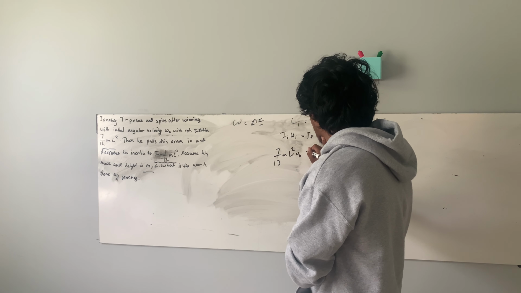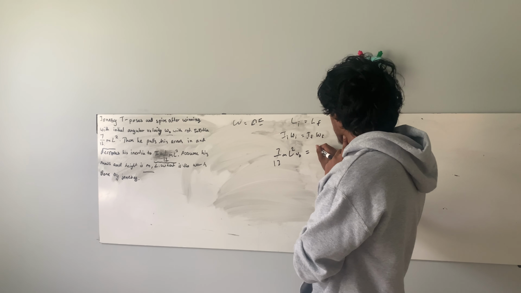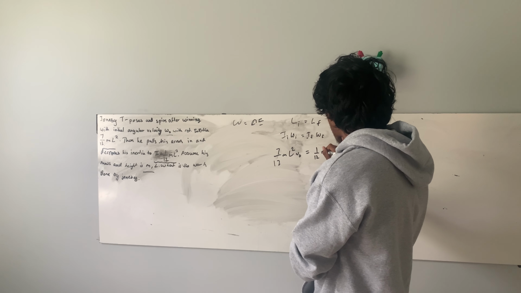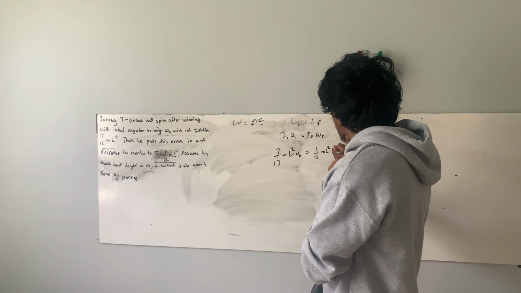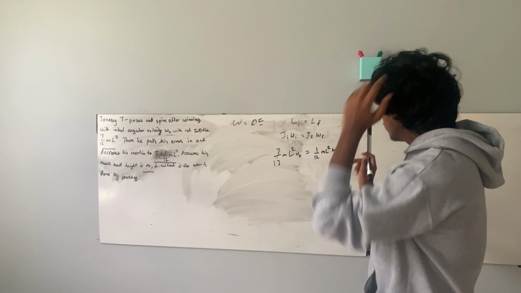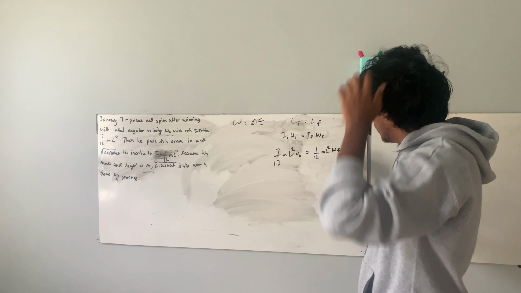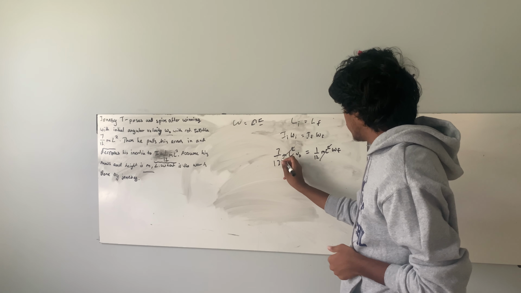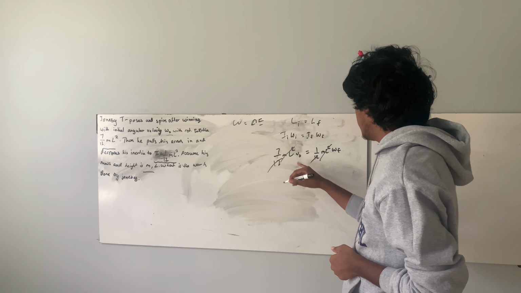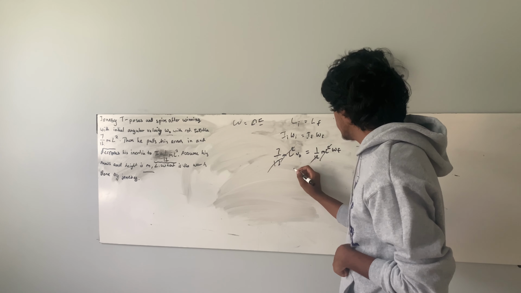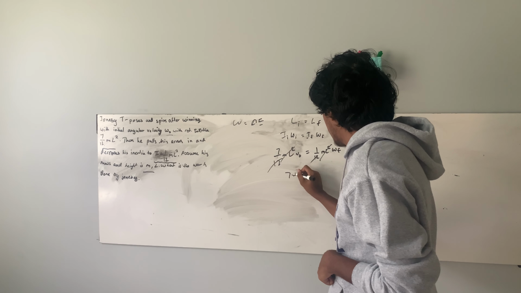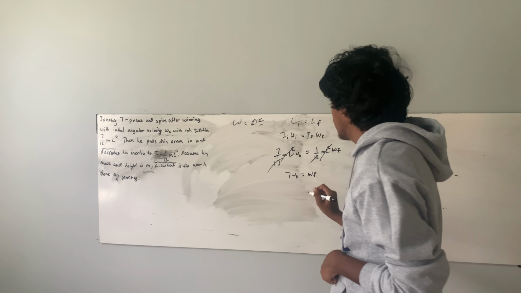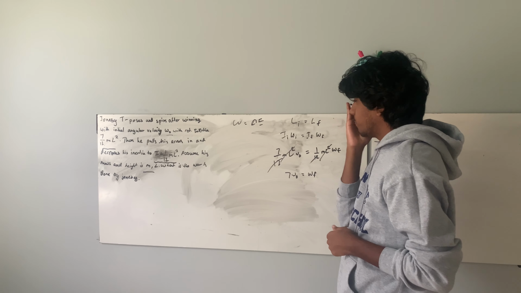7/12 ml squared omega naught has to equal 1/12 ml squared omega f. We want to solve for omega f. We can cancel ml squareds out, multiply 12s on both sides, so these two go away. And we're going to get 7 omega naught has to equal omega f. Okay, now we're going to bring this here.